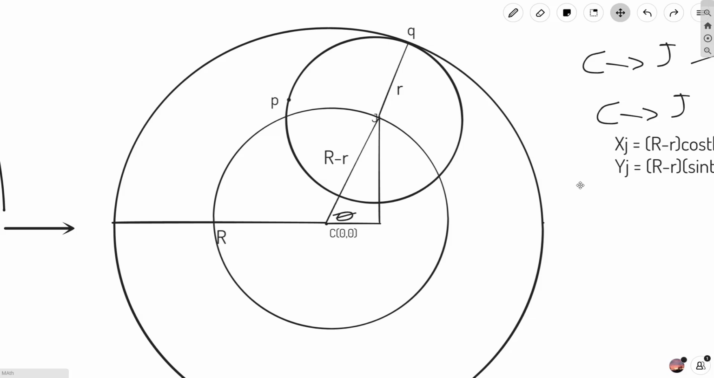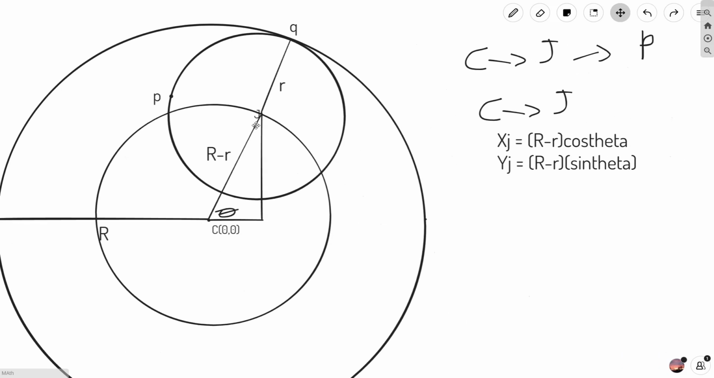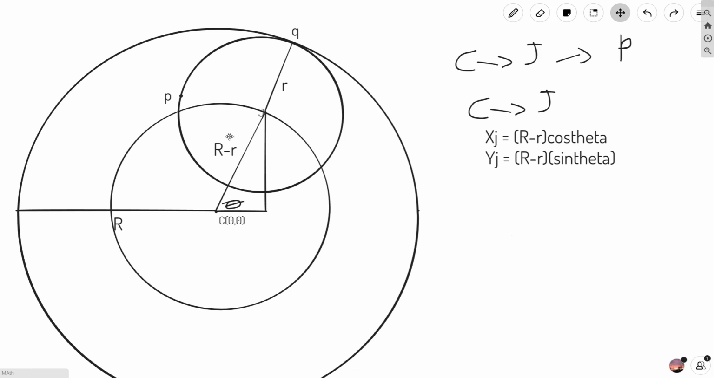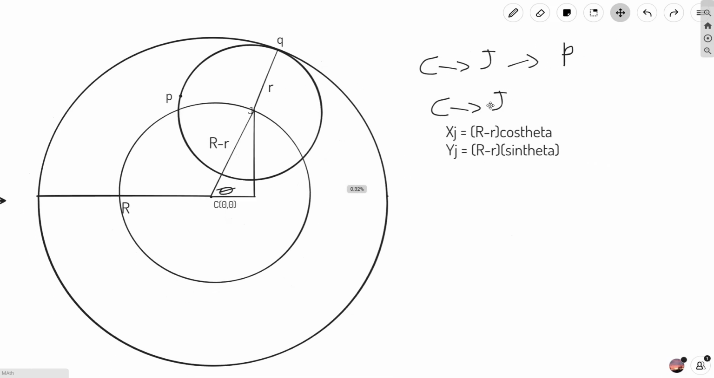Now remember, in the circle example, we can represent the general coordinates of G in terms of the rotation of J around C. And that's exactly what we've done here. The coordinates of J relative to C is just R minus r, which is the radius of the circle, times cosine theta. Theta is the angle of rotation of J around C. And that's what we've done for the y as well. So now we've successfully got the coordinates of J relative to C. Let's do the same for P.